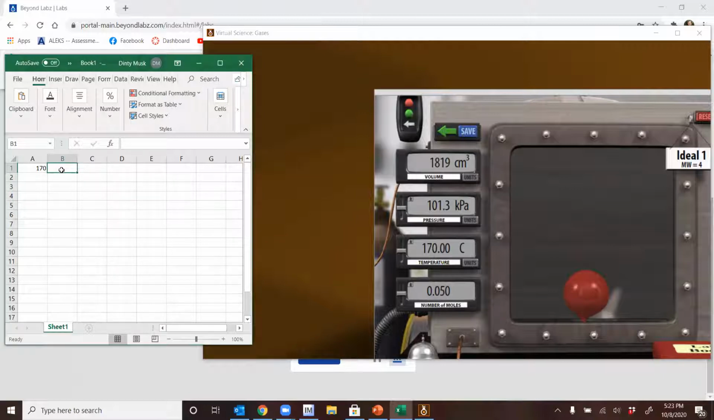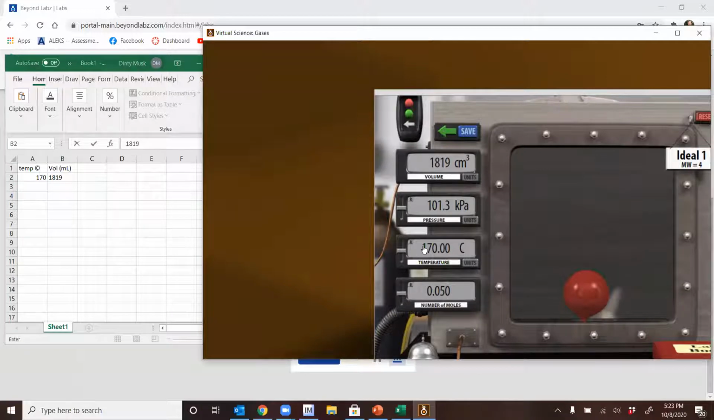All right, so 107, and we can even keep track of our scales here. So we are looking at temp in degrees Celsius on the X and volume in milliliters. Remember, centimeters cubed and milliliters are the same thing on the Y. So at a temperature of 170, my volume is 1,819 milliliters. All right, and then I'm going to increase my temperature to 270.